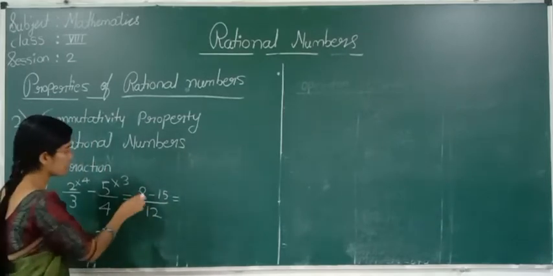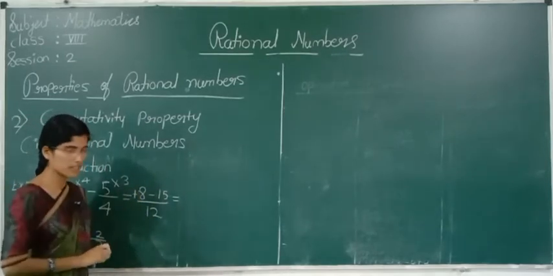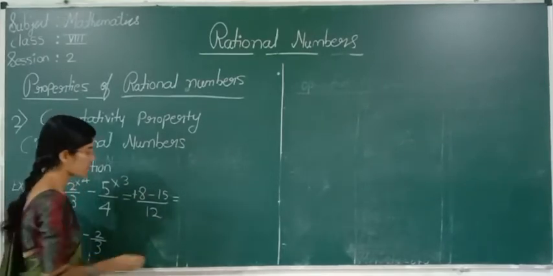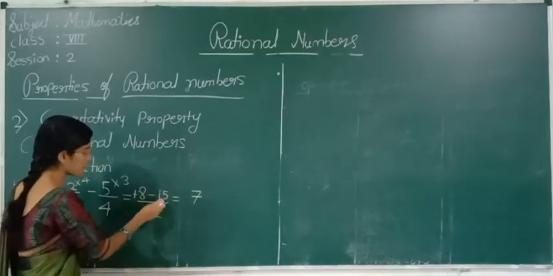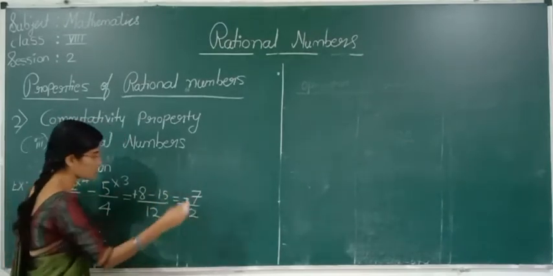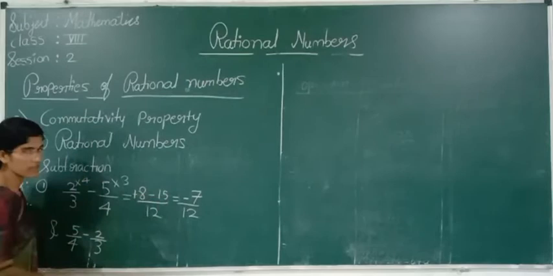Okay. Plus minus is minus. 15 minus 8 is 7. The bigger number is 15, and 15 has the minus sign. So here we got minus 7 by 12.